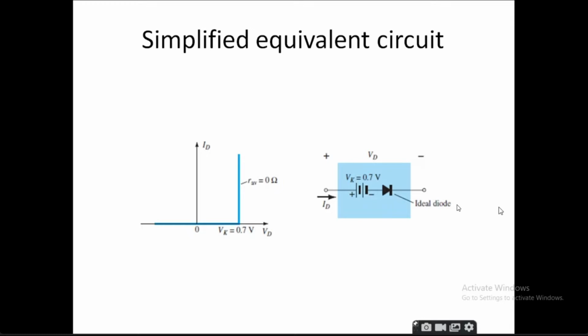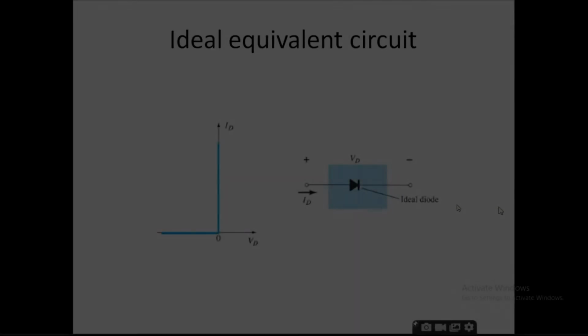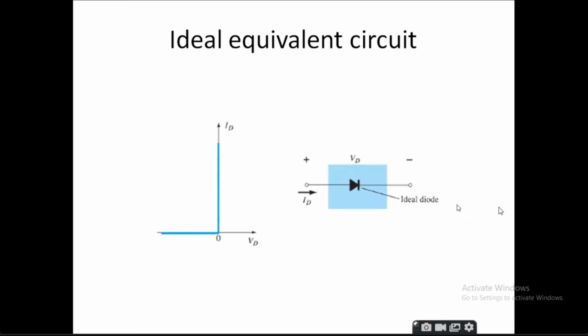Then this idealism is further increased, and then you say that, okay, don't even worry about the cut-in voltage. Any voltage above zero, anything above zero, is considered enough voltage, so the diode is conducting. Below that, in the negative axis, the diode is off. Very simple. You're not even considering the cut-in voltage of the diode.